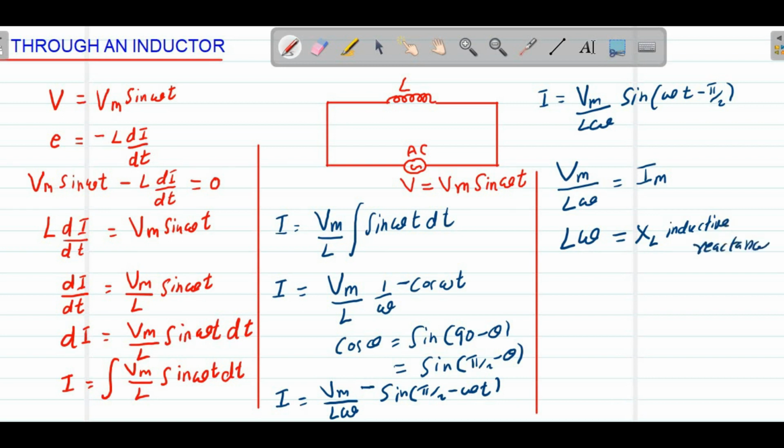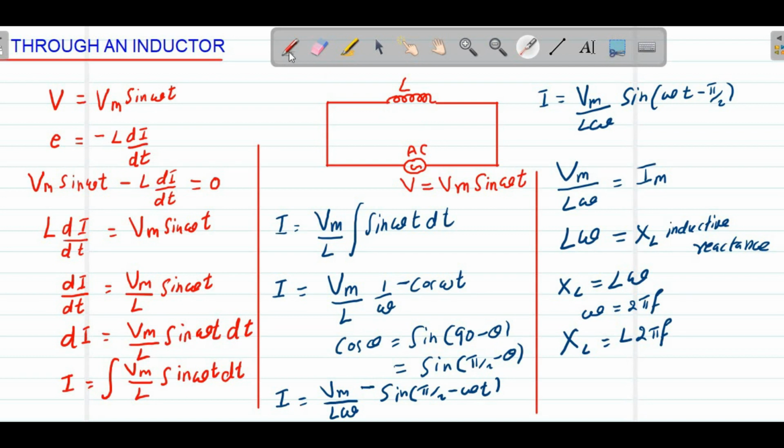This inductive reactance XL is equal to L omega, and we know that omega is equal to 2 pi f, 2 pi into frequency. So XL also can be written as XL equal to L into 2 pi f. So it means XL is the same as resistance. It occupies the position of resistance, just like in I equal to V by R. So the effect of L omega, or the effect of XL, is the same as that of resistance.